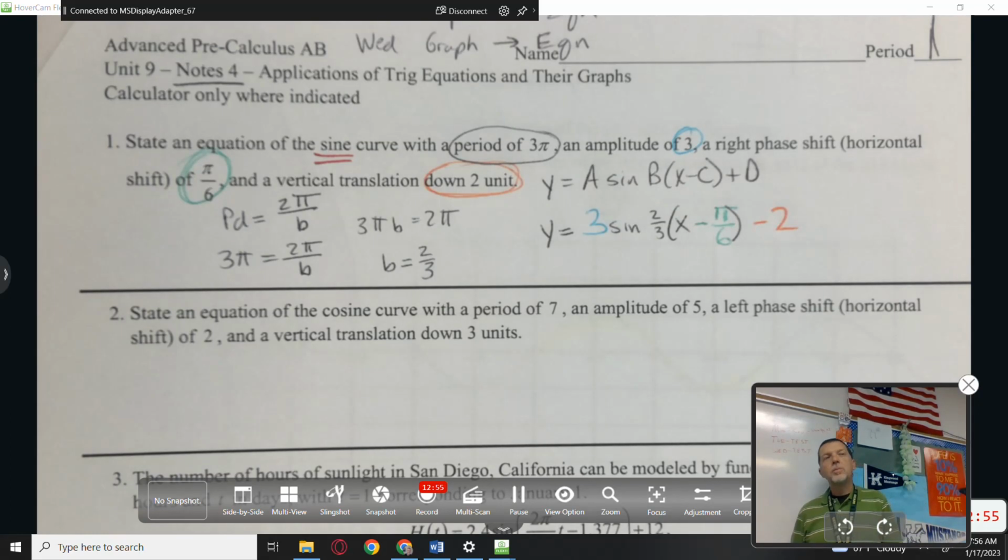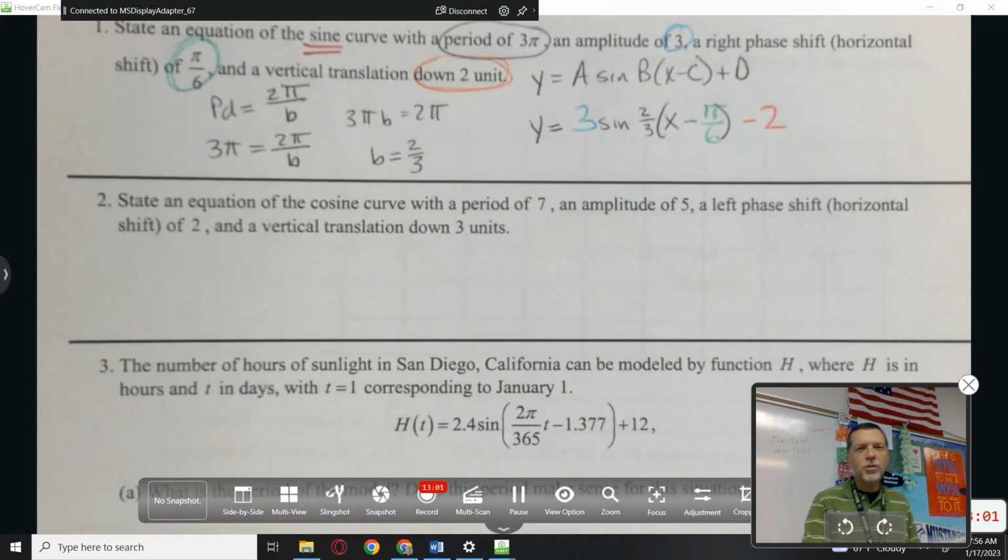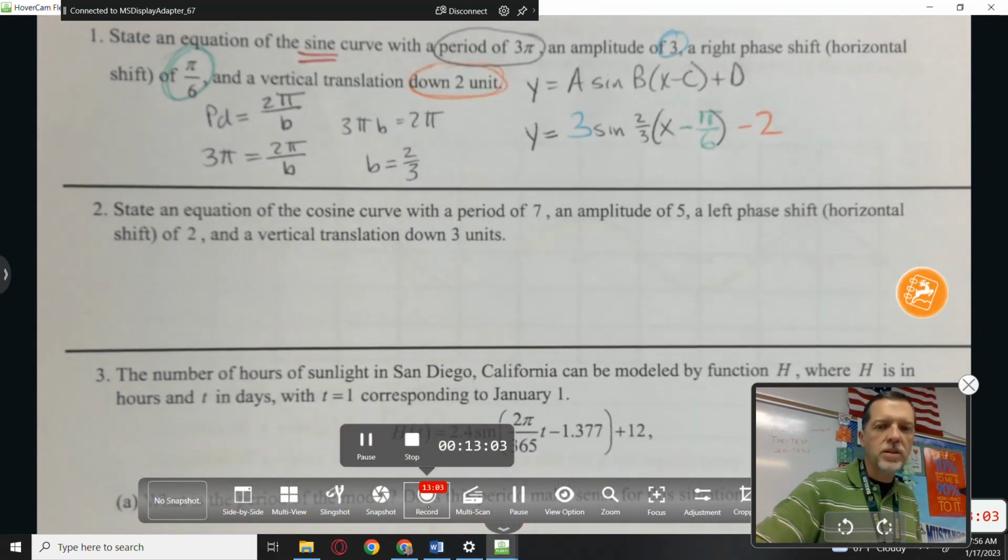So the period takes a little bit of work. Everything else is pretty much plug it straight in. All right, I want you to try number 2. So I'm going to press pause. You try number 2.